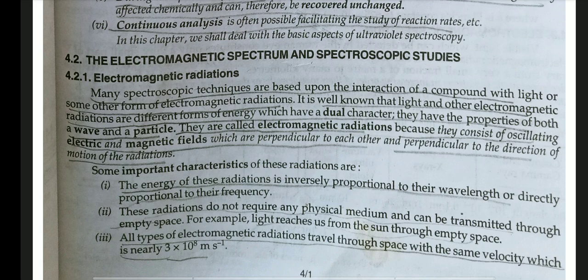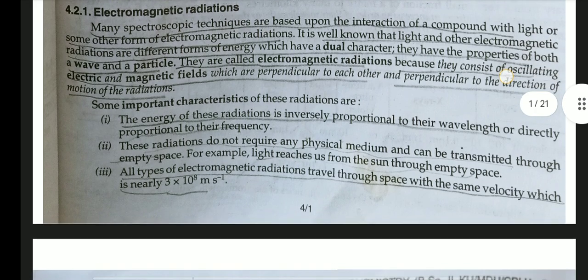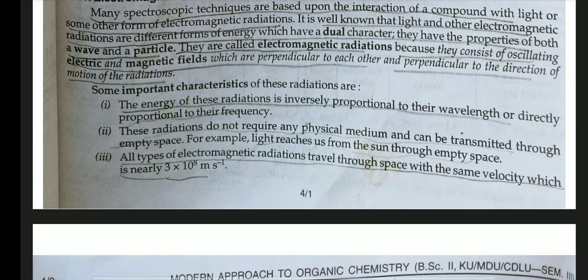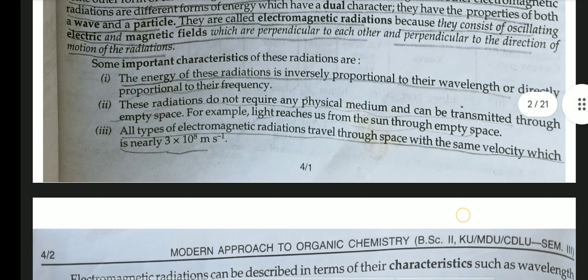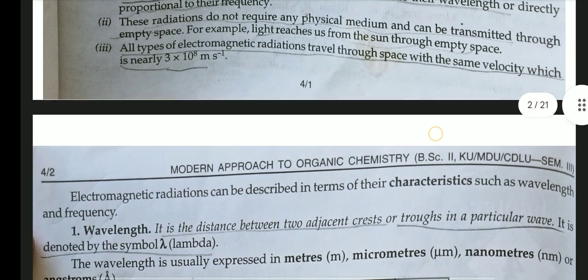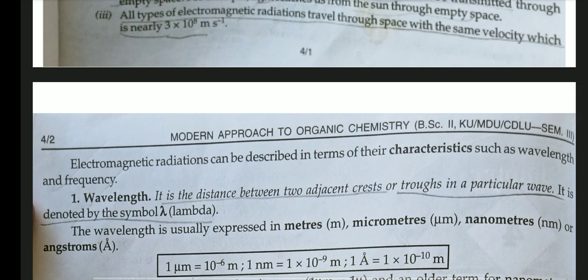Some important characteristics of these radiations: the energy of these radiations is inversely proportional to their wavelength or directly proportional to their frequency. These radiations do not require any physical medium and can be transmitted through empty space. For example, light reaches us from the sun through empty space. All types of electromagnetic radiations travel through space with the same velocity, which is nearly 3 × 10^8 meter second inverse.